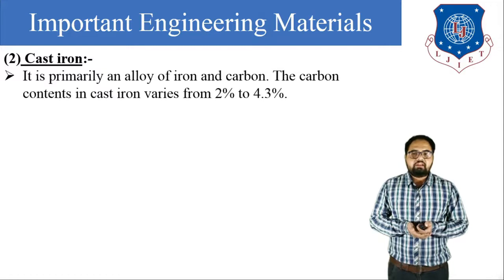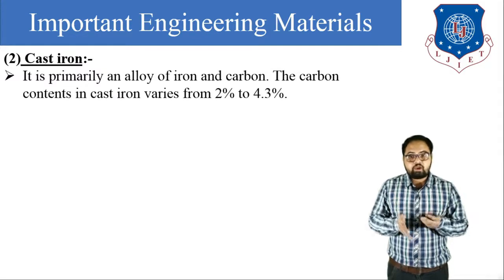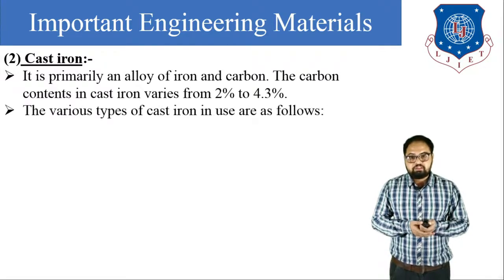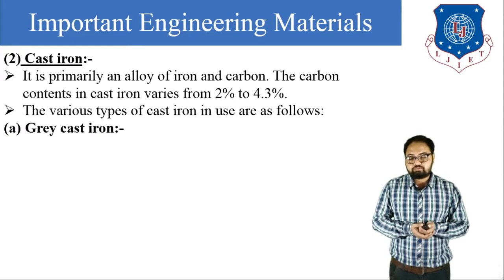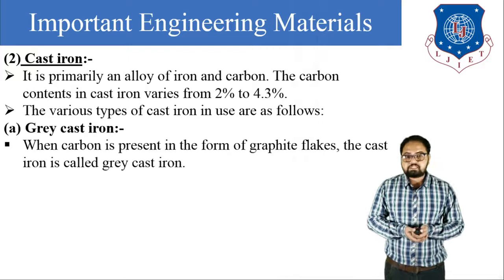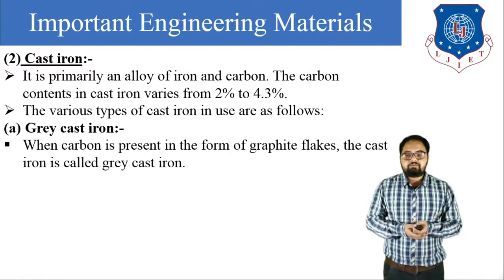Next is cast iron. Cast iron is primarily an alloy of iron and carbon. The carbon content in cast iron varies from 2% to 4.3%. The various types of cast iron in use are as follows. The first one is grey cast iron, the second one is malleable cast iron, and the third one is white cast iron. So let's start. The first one, grey cast iron.